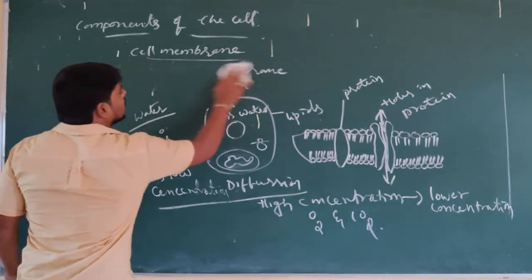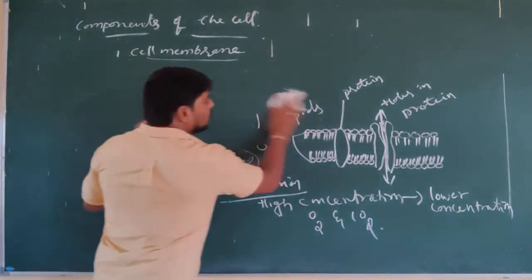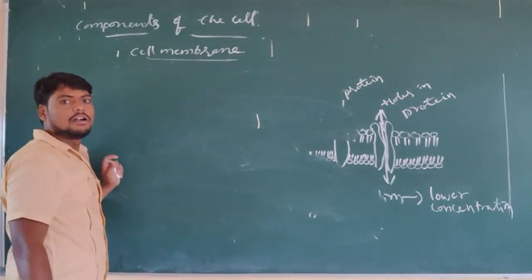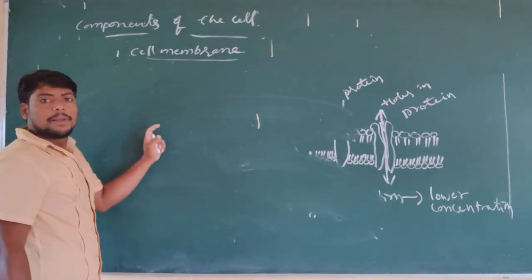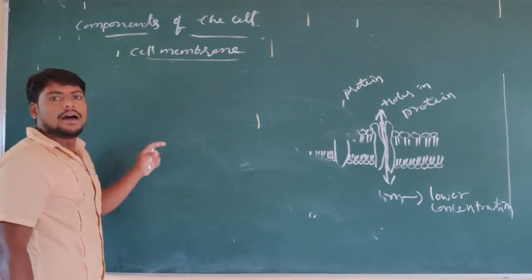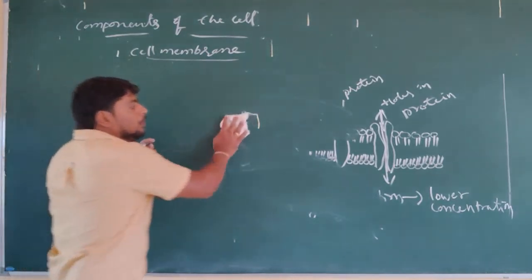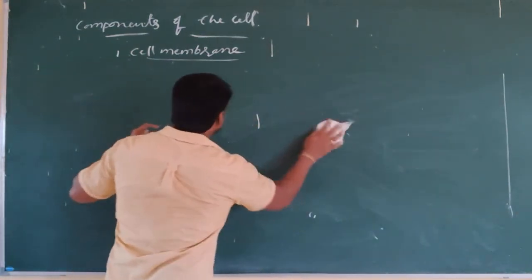Next, we are going to discuss the cell wall of a plant. As we know, the cell wall is found only in plants, but it is not found in animals. In the animal cell, the cell membrane acts like a cell wall to prevent the entry of unwanted substances. That is the important function of the cell membrane. So what is the cell wall?